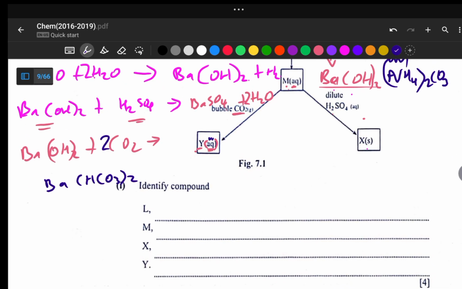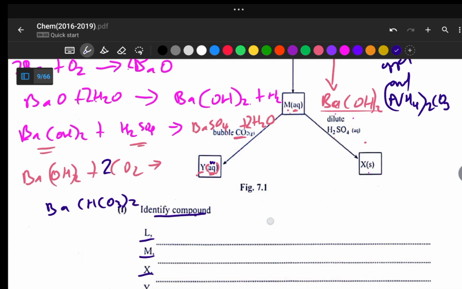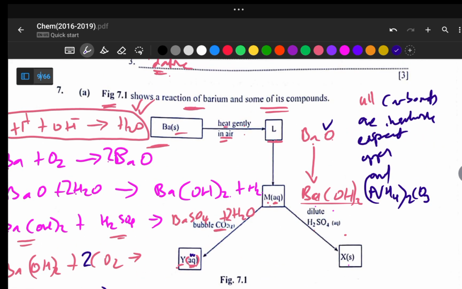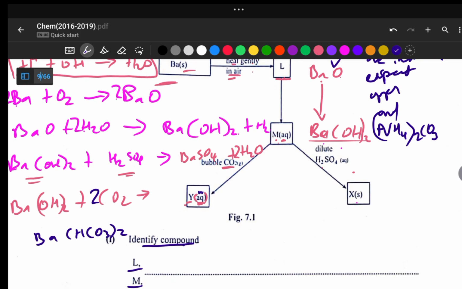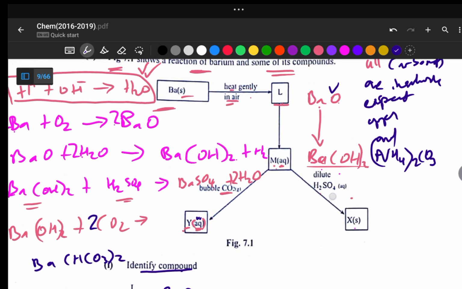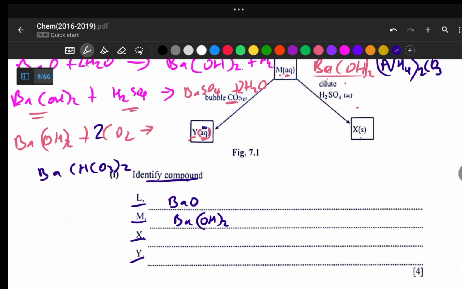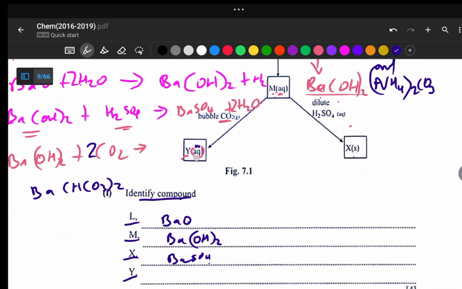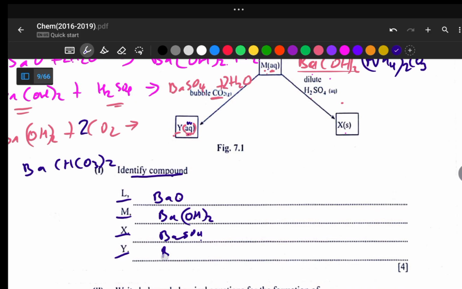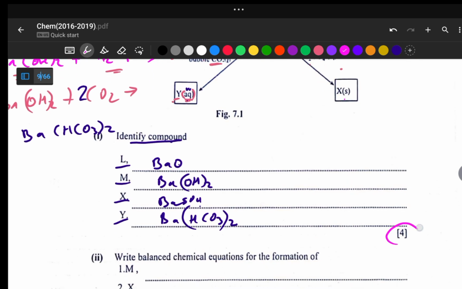So the question says identify the compounds L, M, X, and L. So we said L is barium oxide, right? And then we have M, which is barium hydroxide. And then we have X. X is barium sulfate. Are we together? And then for L, it's barium hydrogen carbonate. Barium hydrogen carbonate. Are we together? So these are the compounds we are having, and then awarded for 4 marks.